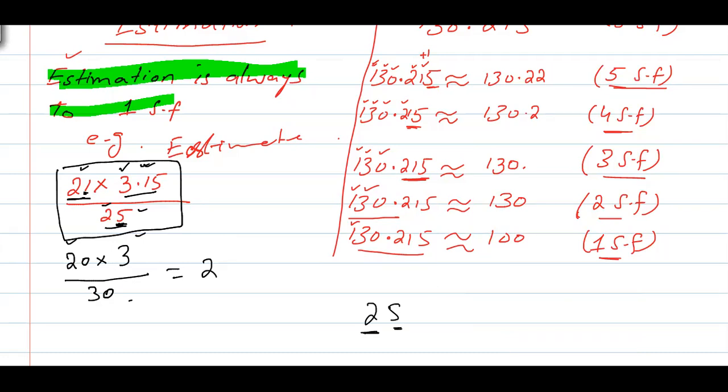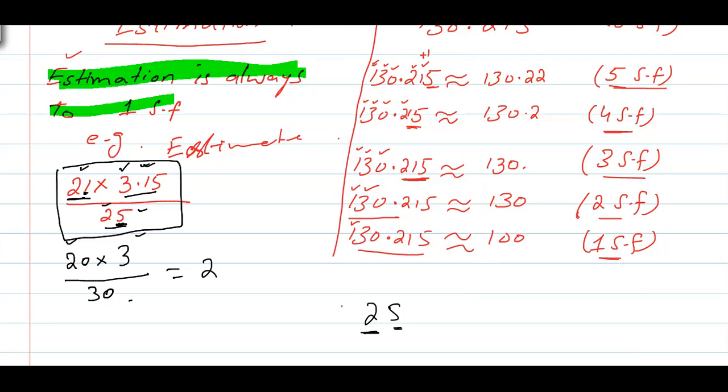Like if I just solve 21 times 3.15 divided by 25, and then round? No, never. You must have to round every number to one significant figure and then solve. Some students solve and then round to one significant figure. No, it's not an acceptable answer. You must round first and then do the calculation.